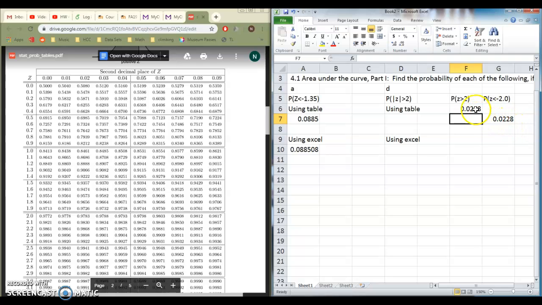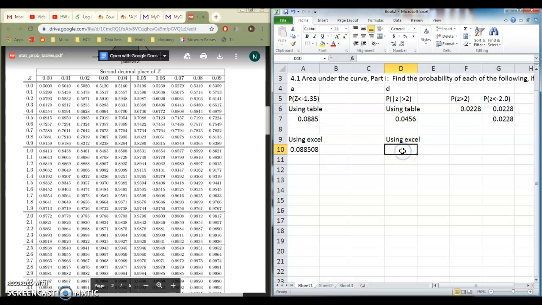We're not done with the problem yet. We have to add these two numbers together. Let's move this up here so it looks better. Because we have the absolute value of z, we can be greater than 2 or less than negative 2. So let's add these two together, and we get this value using our table.